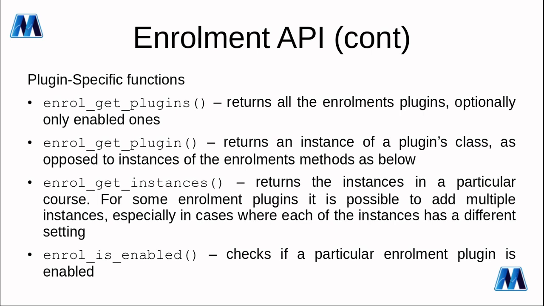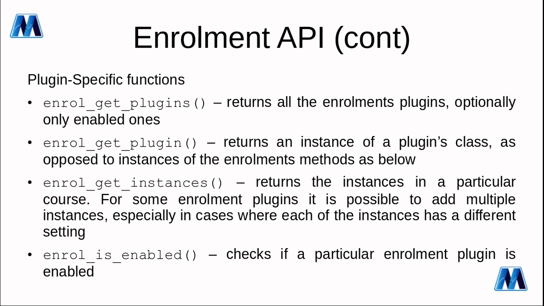Right, so we look at some plugin specific functions. enroll_get_plugins gets all the plugins. Optionally, you can ask for only the enabled ones. enroll_get_plugin returns an instance of that plugin's class. Okay, so this gets the instance of the plugin's class. enroll_get_instances returns instances of an enrollment in a particular course.